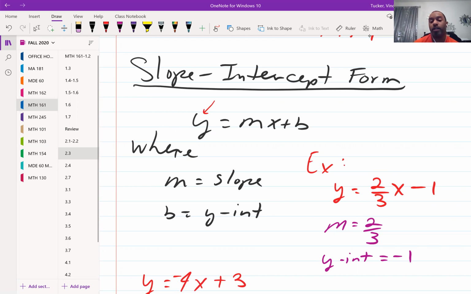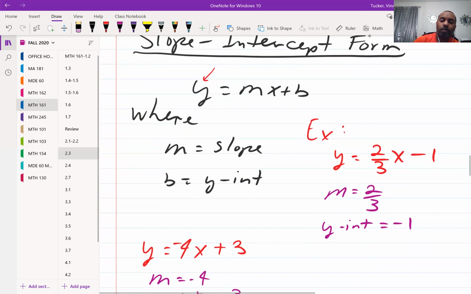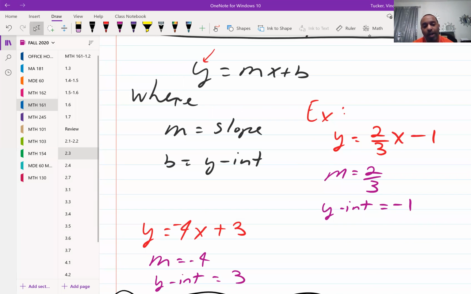Don't include x as a part of your answer, as if they were to ask you what is the slope. It's just the 2/3. It's just whatever's sitting in front of x. Then the other number is your y-intercept. Same thing here. If I have y equal to negative 4x plus 3, the slope is -4, and the y-intercept is 3.